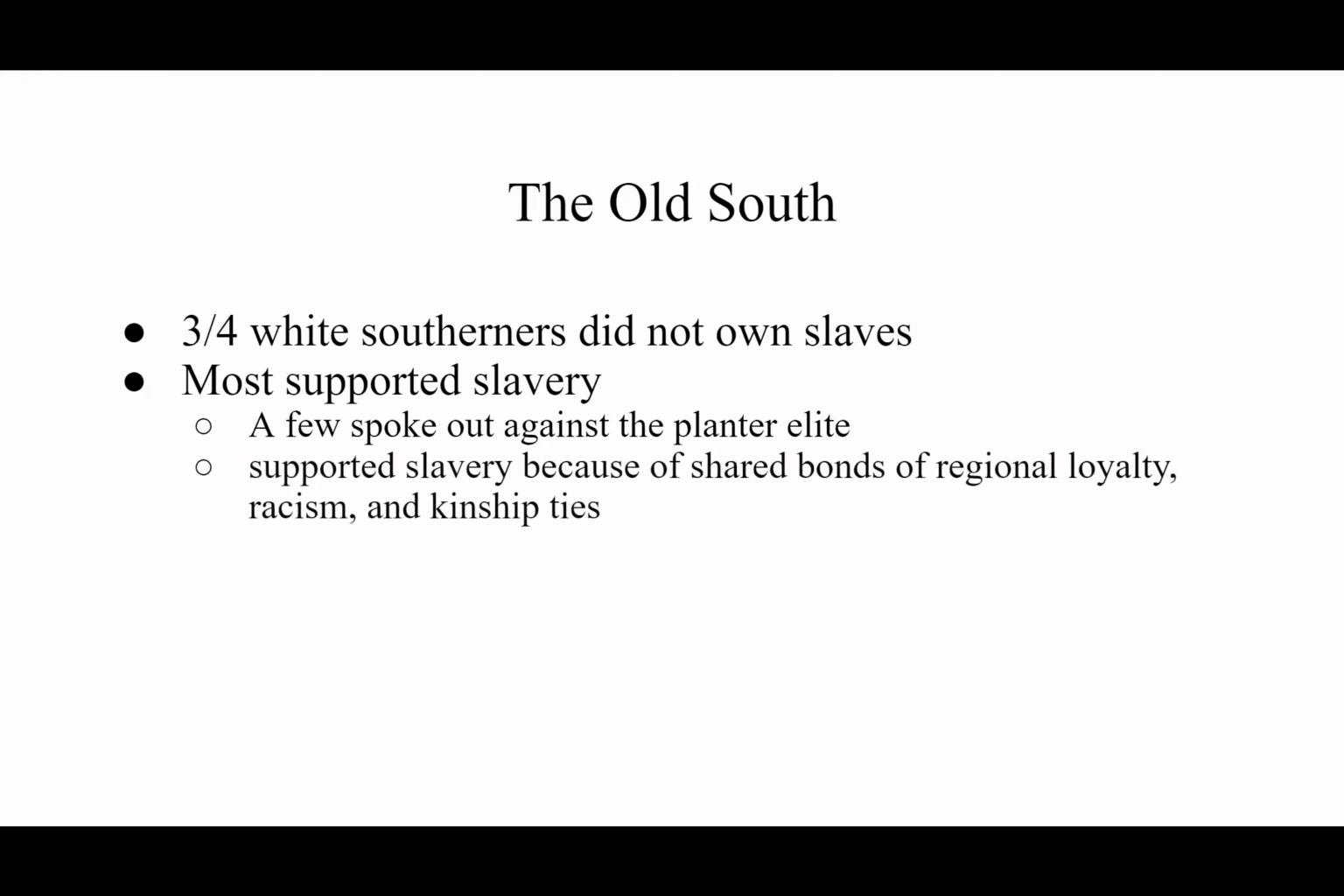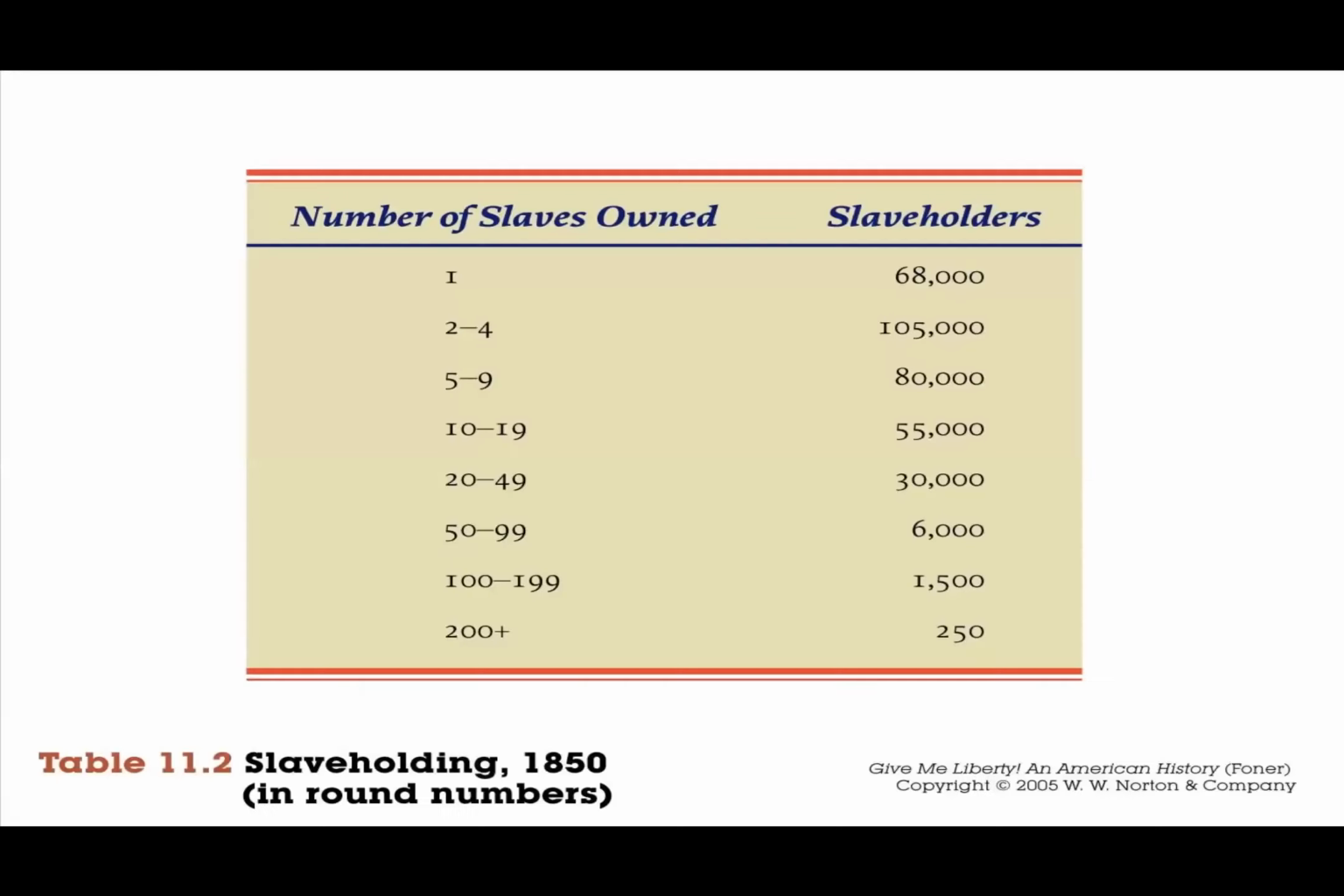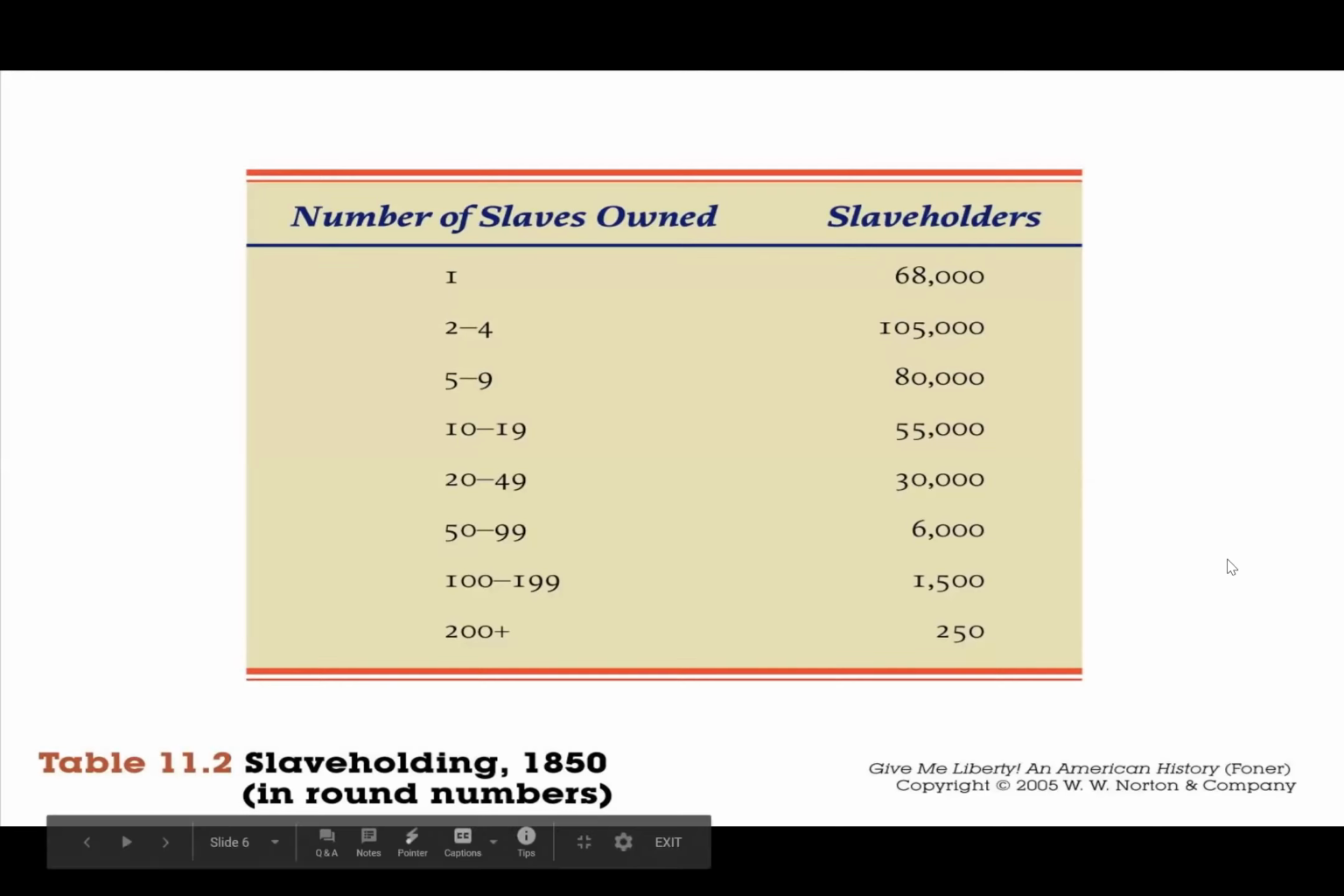A lot of people supported slavery because they are Southerners, so they feel like they have regional loyalty to the South. A lot of them are racist. They look down on slaves because they are Black, and a lot of them had family members who owned slaves, and so they didn't want to go against their own family. If we look at the number of slaves that are owned, most people are owning between 1 and maybe 4 slaves.